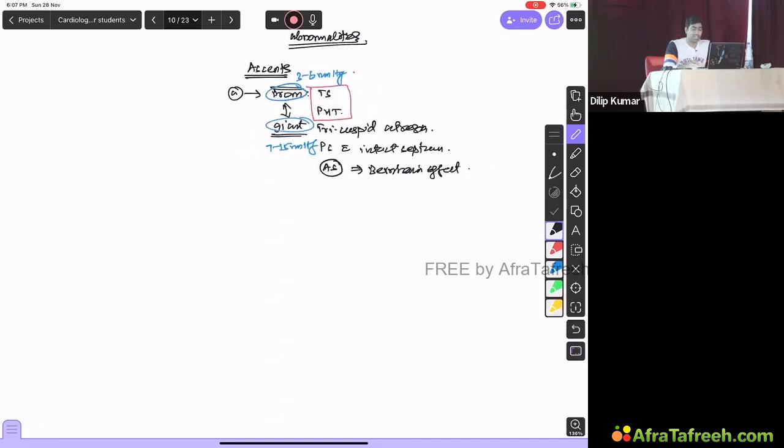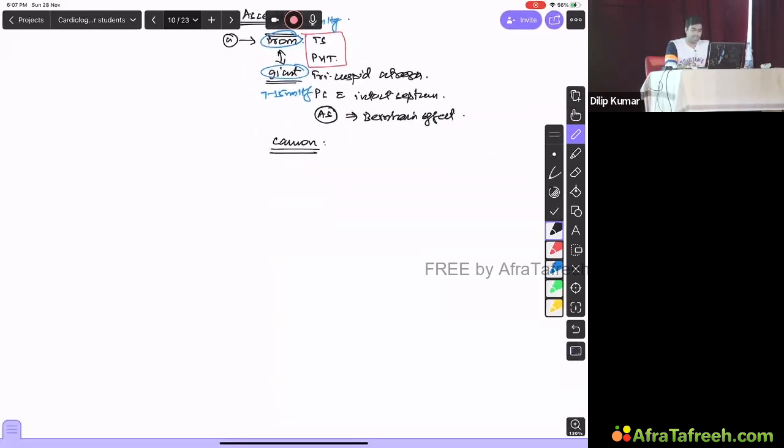And the third thing you can get is something called cannon A waves. That's called cannon shots. Cannon A waves, technically speaking, you will be knowing the definition by now. The pressure should be more than 15 millimeters of mercury to say it's a cannon A wave. Where will you get such a high-pressure A wave?